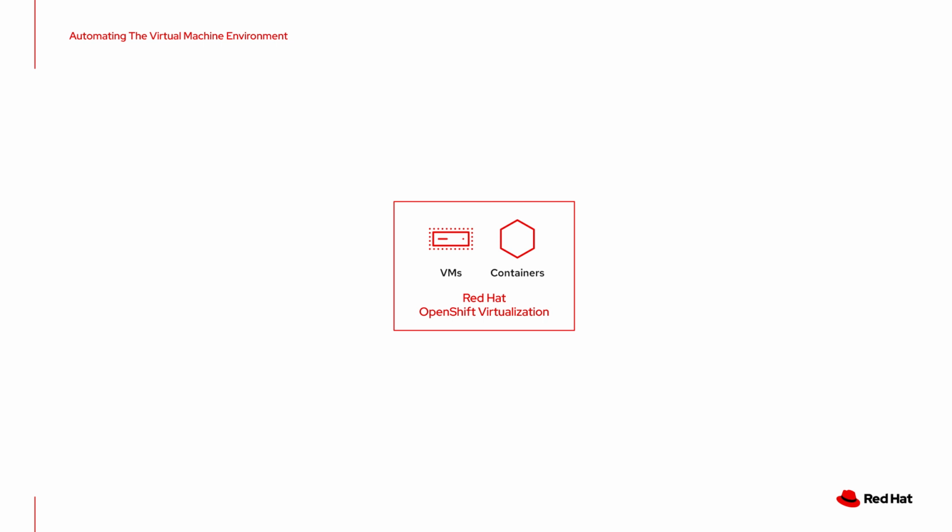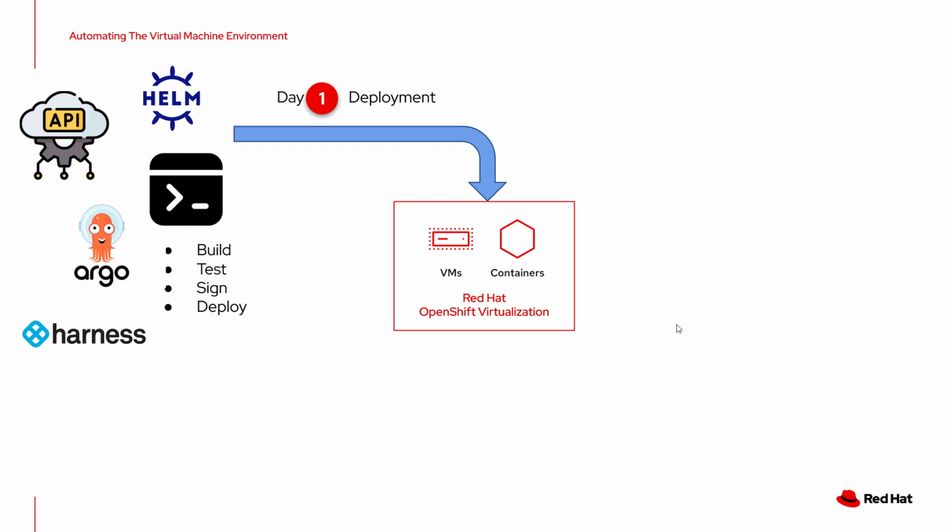Because virtual machines are managed as Kubernetes custom resources inside the OpenShift virtualization platform, we can deploy them using all of the modern cloud-ready tools and pipelines that container developers are used to. This might mean deployment using command line tools like kubectl, API calls, Helm charts, or full CI/CD delivery pipelines like Argo CD or Harness.